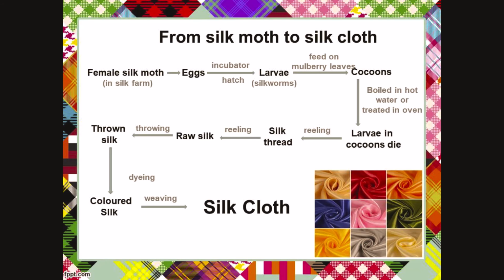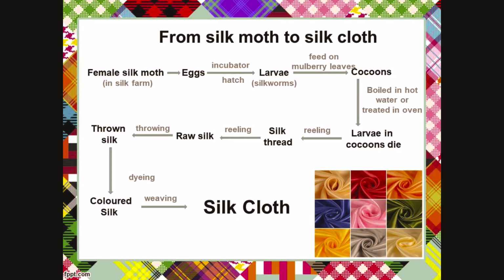Now, let us try to understand this whole process with the help of this flowchart. Okay, so we will start from silk moth. How we get silk from silk moth. First, the female silk moth lays eggs in a silk farm. Then these eggs are kept in an incubator and then they hatch to form larvae, meaning silkworms. Then these silkworms feed on mulberry leaves and they enter into the next stage, that is cocoon.